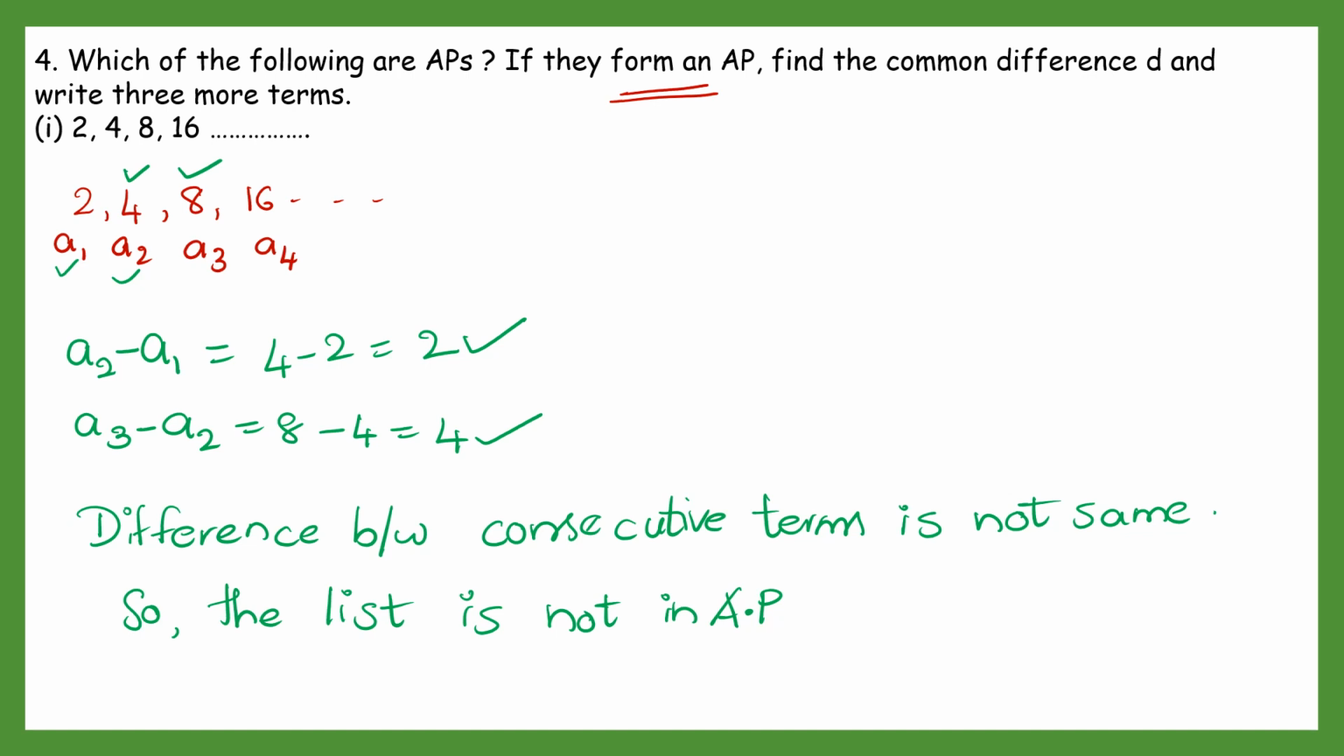Only if the difference between consecutive terms is the same can you tell that the list forms an arithmetic progression. Here it is not so. So you can tell that the list is not in arithmetic progression. Next question.